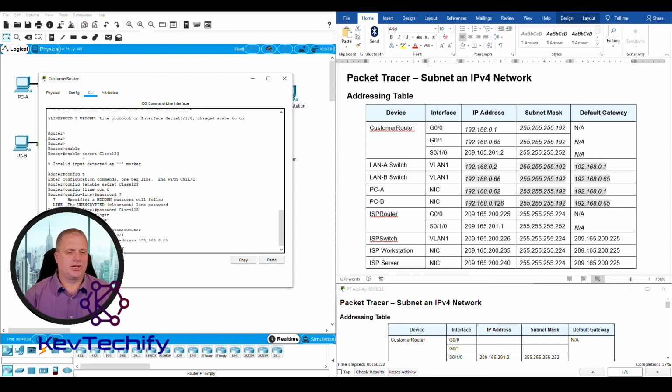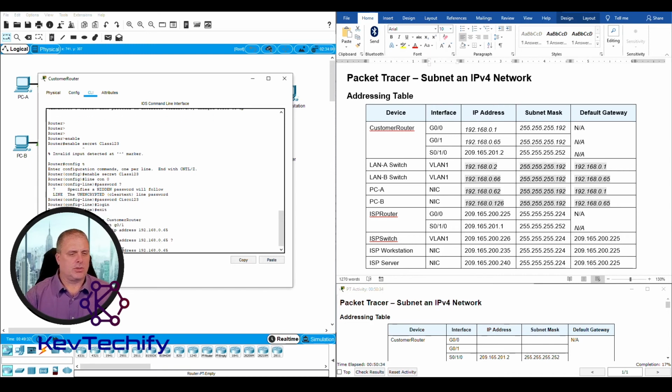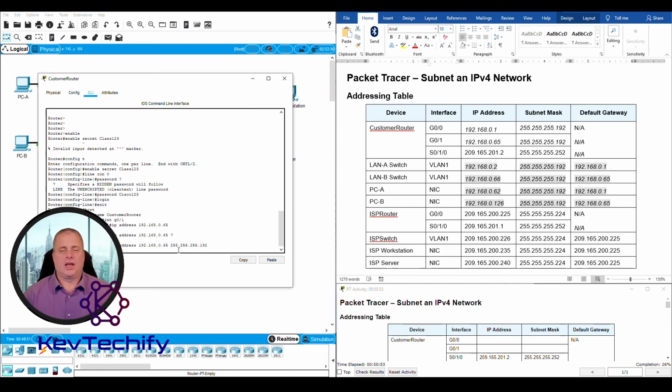Notice it says incomplete command. Up arrow, space, question mark. What's it looking for? It's looking for the subnet mask. Our subnet mask, once again, is right here. So I go ahead and add that in at the end. 255. Oh, I gotta fix the 255. There we go. And the fourth octet is 192. There we go. And we have to enable it.